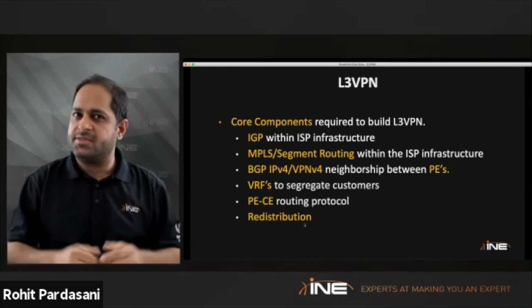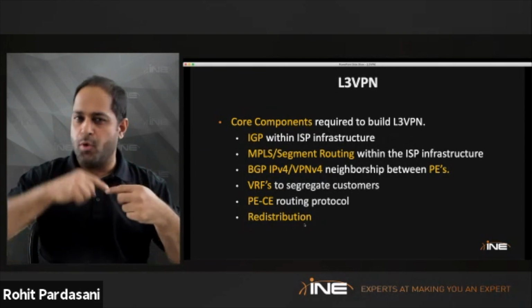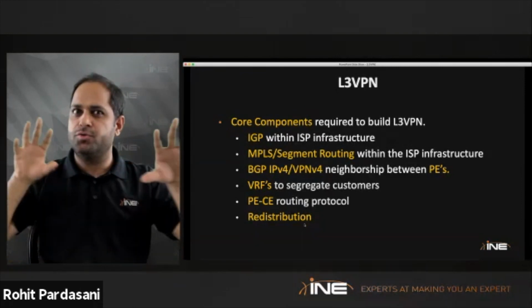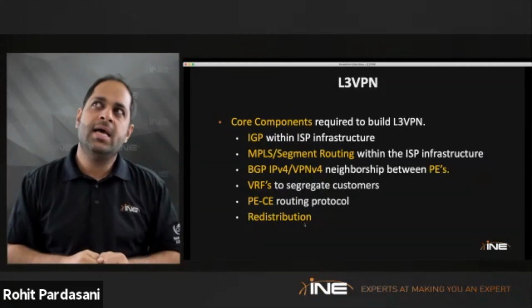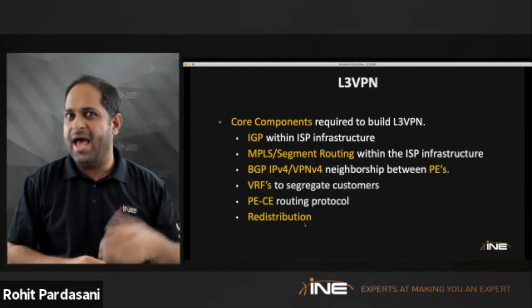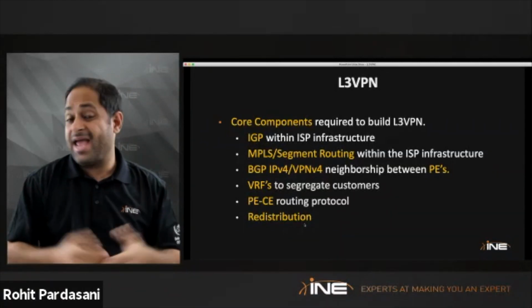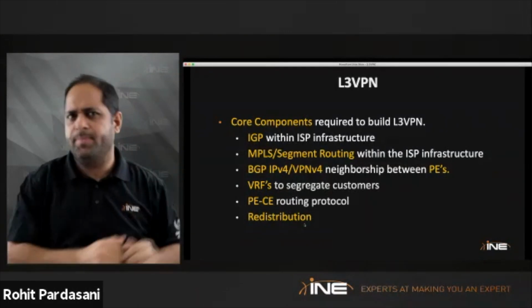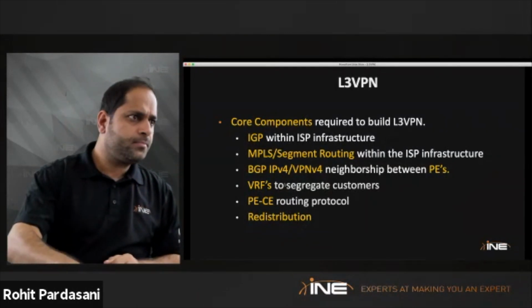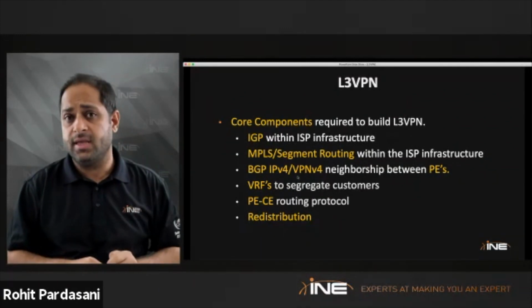Obviously, inter-AS requires a few more things depending on how you're connecting to the remote service provider. Let's say there were two ISPs connecting to customers. In that case, you would probably have option A, option B, option C, or carrier supporting carrier. So it depends on that. Obviously, we would not be doing that right now. So these are your basic prerequisites that you should always think about.